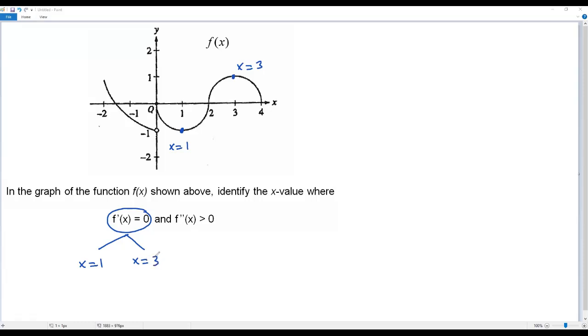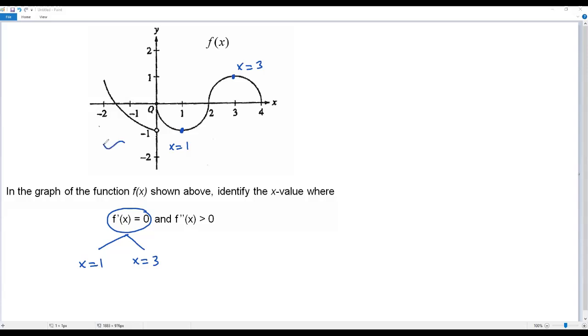Okay, now let's find the values of x for which the second derivative, f double prime of x, is greater than 0. Usually the second derivative of a function gives information about the concavity of the graph of f of x. If the second derivative is greater than 0, then the graph is concave up. If it is less than 0, then it is concave down. So here the second derivative is positive, and we have to identify the part of the graph where it is concave up.